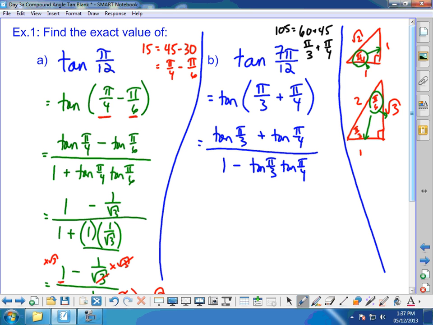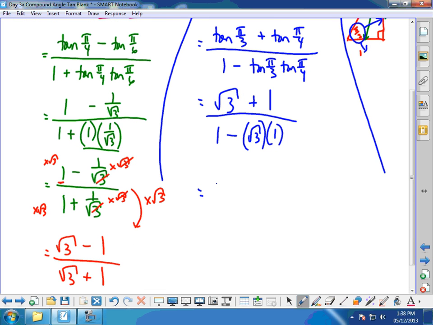Go off and use my special triangles. Tan pi over 3, so there's pi over 3. Tan is opposite over adjacent, so that's just root 3 over 1. Tan pi over 4, so tan 45 is just 1, so that's that. On the bottom is 1 minus, okay, that's root 3, that's 1. So don't need to do much simplifying here because it already looks pretty good. Root 3 plus 1 over 1 minus root 3. Those are your compound angle formulas for tan, used exactly the same way.